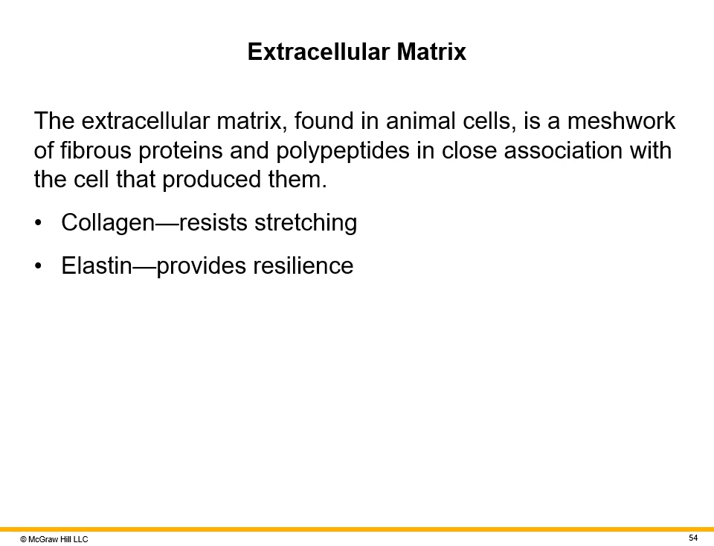The extracellular matrix, again, found in animal cells, is a meshwork or a network of fibrous proteins and polypeptides in close association with the cells that produce them. The extracellular matrix can have different ratios of collagen or elastin. Collagen is a protein that helps to resist stretching, giving the tissue its tensile strength. And elastin is a protein in the extracellular matrix that provides resilience to the tissue, and it allows the tissue to stretch.